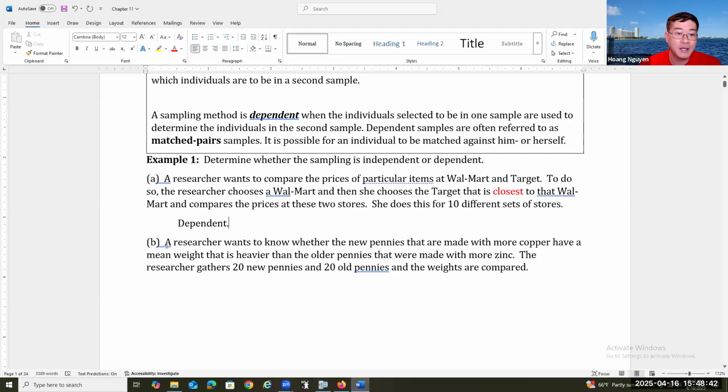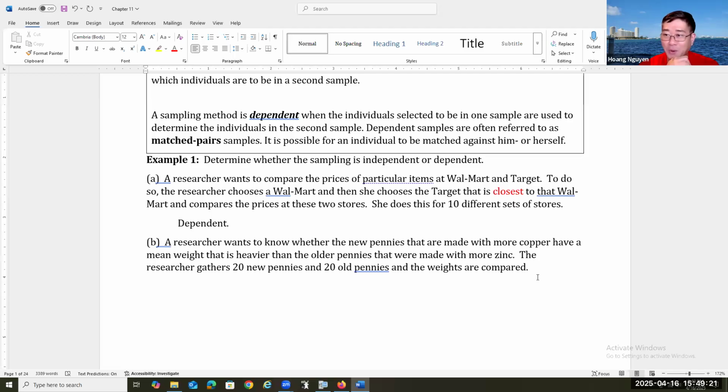How about the next one? A researcher wants to know if the new pennies that are made with more copper have a mean weight that's heavier than the older pennies that were made with more zinc. The researcher gathered 20 new pennies and 20 old pennies and weighed them to compare. So we're going to compare the mean weight of the 20 new pennies and another 20 old pennies, right? And we want to see if the new ones are heavier than the old ones. After you select a new penny, do you know exactly which old penny we're going to select?